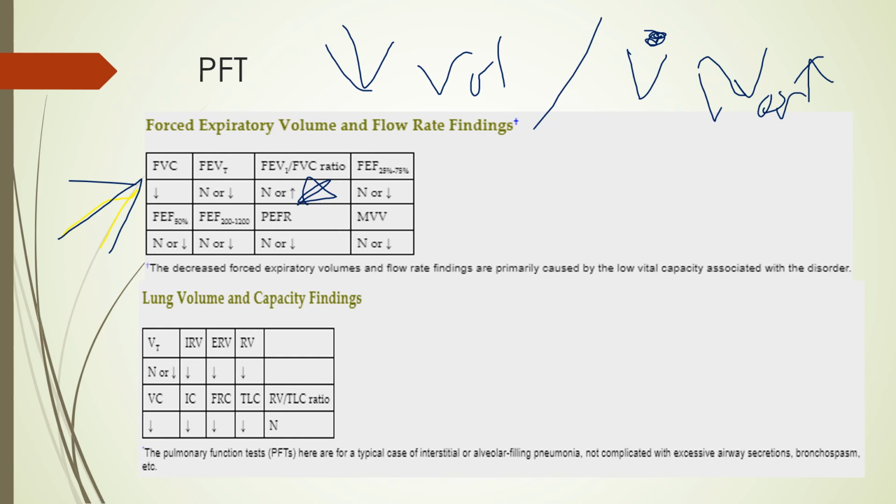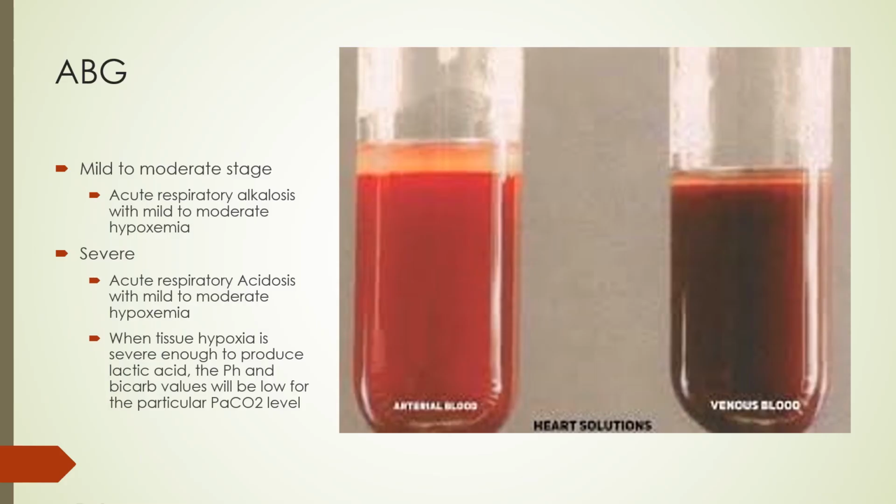Then you'll see both, right? MVV would either be normal or low. So lung volumes and capacities, take a wild guess. We talked about this being restrictive, right? We're looking at that decreased overall.